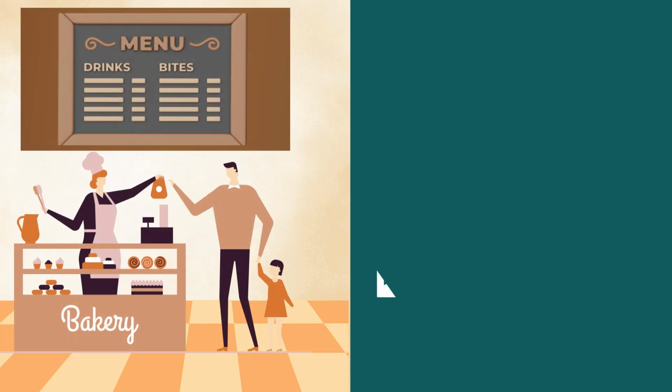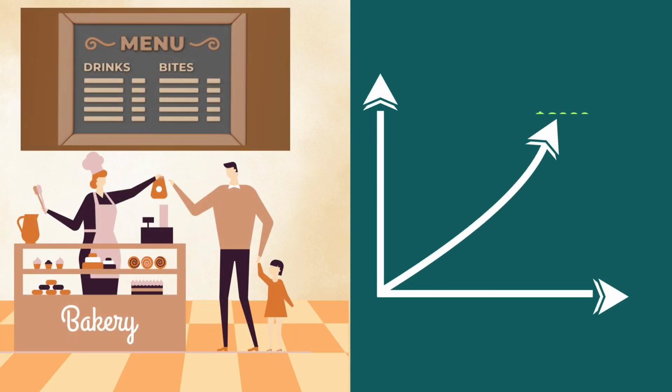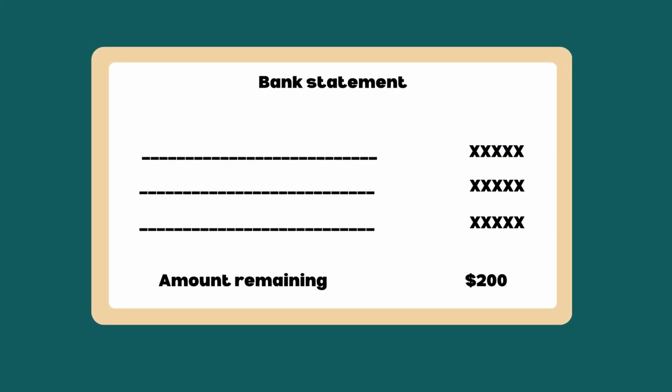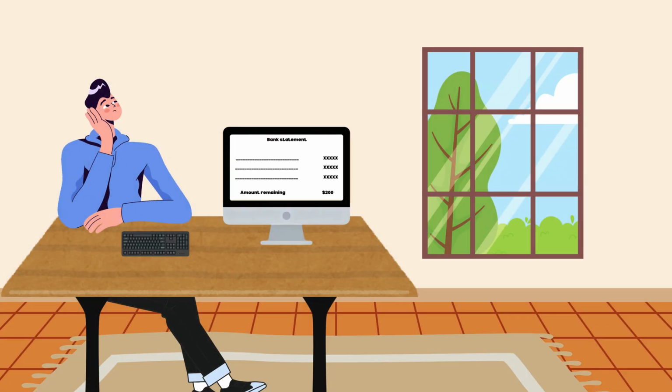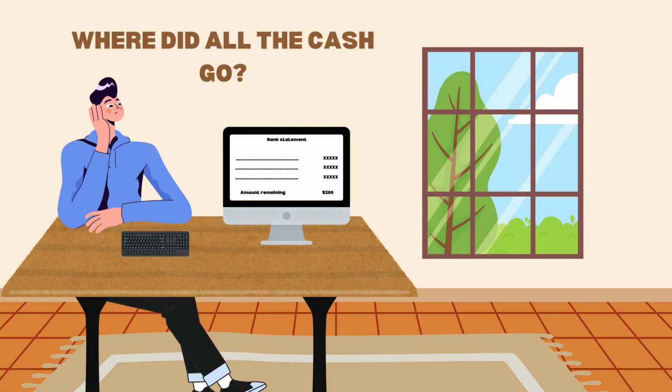Last time, Max's Bakery made a $6,000 profit. Sounds like a successful month, but then he checks the bank account. Only $200 is left. Wait, if the business made money, where did all the cash go? That's exactly what the cash flow statement helps us answer.